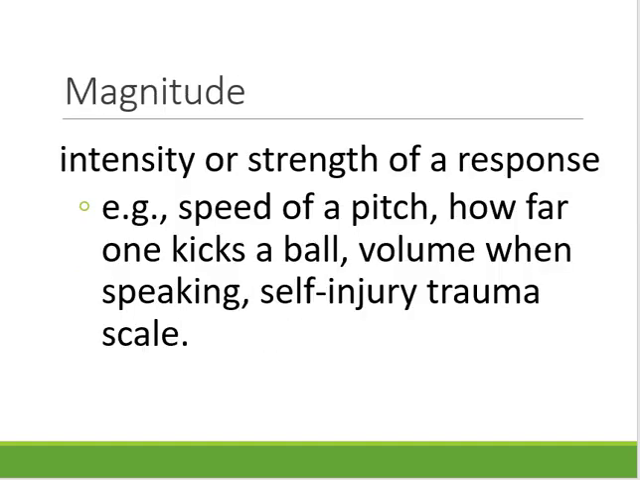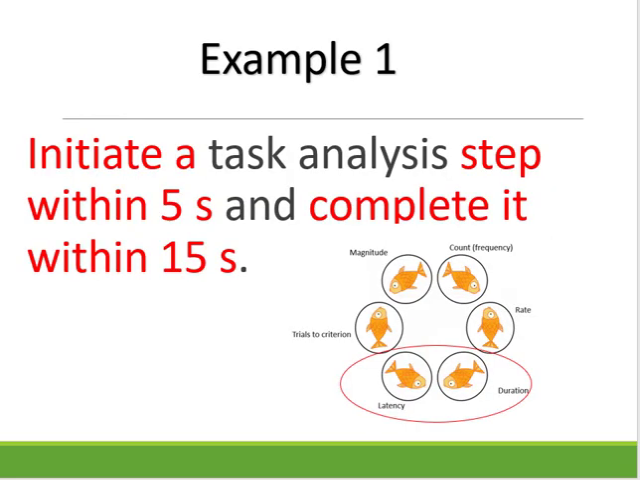Magnitude is the intensity or strength of a response. For example, the speed of a pitch, how far one kicks a ball, volume when speaking, self-injury on a trauma scale. Example 1 is initiate a task analysis step within 5 seconds and complete it within 15 seconds. We saw this example earlier, and it met criterion to be considered observable and measurable. This behavior has 2 dimensions. One is latency for initiating, and the other is duration for time it takes to complete the step.